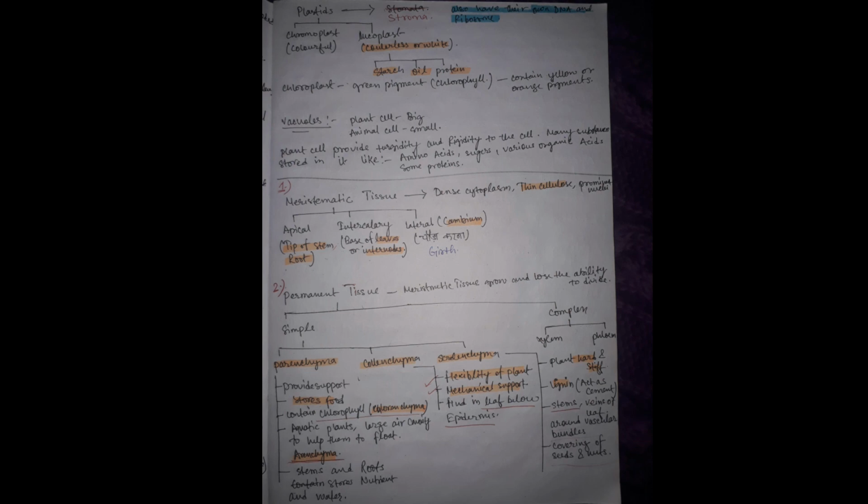The last one is vacuoles. Vacuoles are storage sacs of solid or liquid contents. In plant cells, vacuoles are full of cell sap and provide turgidity and rigidity to the cell, and vacuoles are small sized in animal cells.